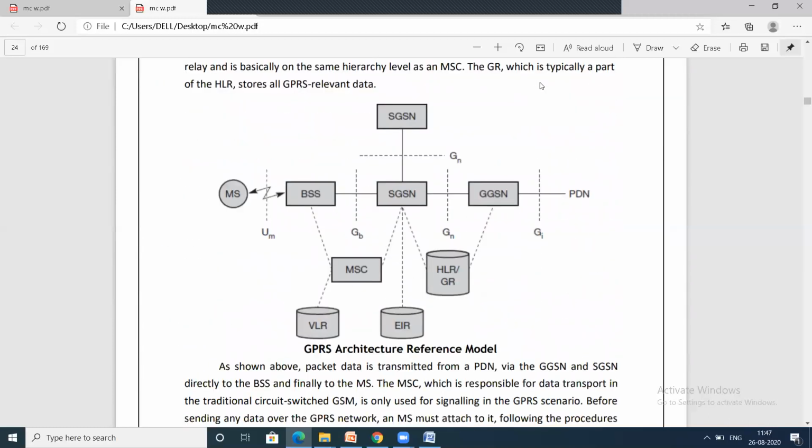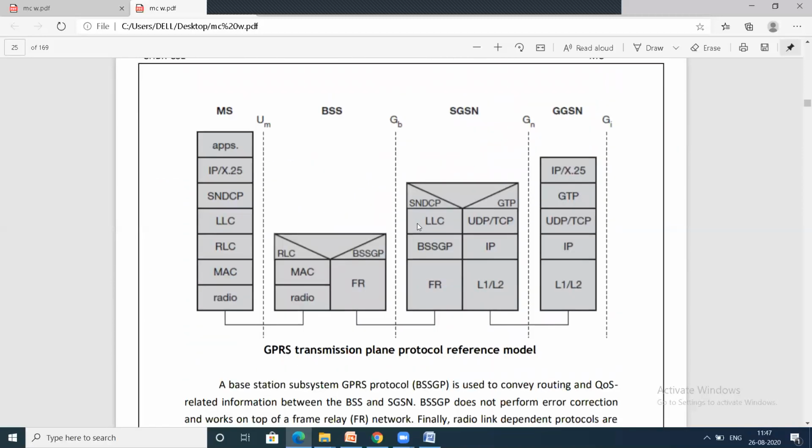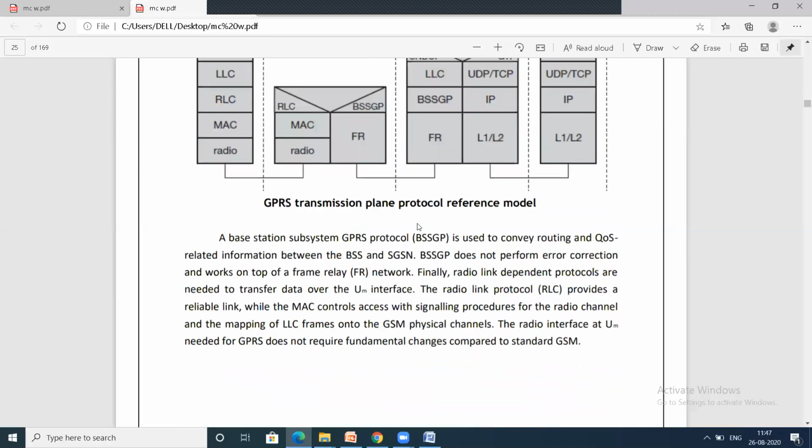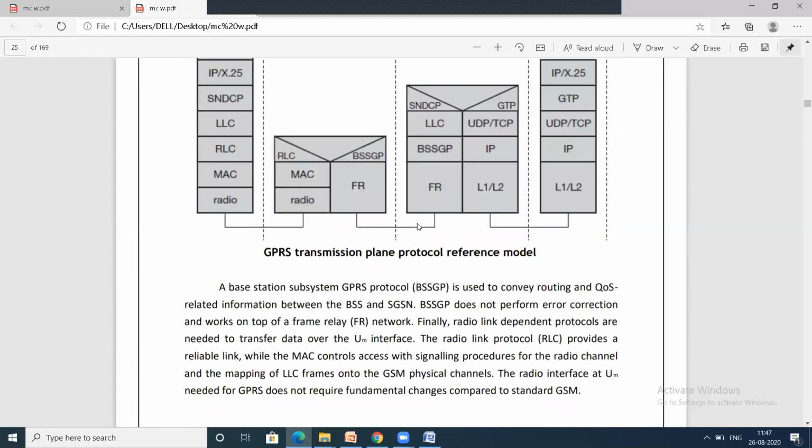Next, we discussed the GPRS architecture reference model. We discussed how the communication happens from a public data network to the mobile station. It happens from the public data network to GGSN, GGSN to SGSN, SGSN to BSS, BSS to MS, and we discussed each component here. Later we discussed the GPRS transmission plane control reference model in today's class itself. Okay, this is all about your first unit in mobile computing.